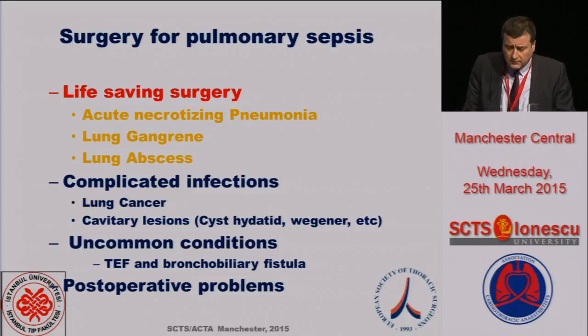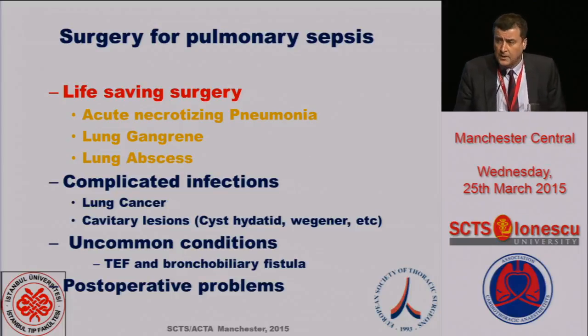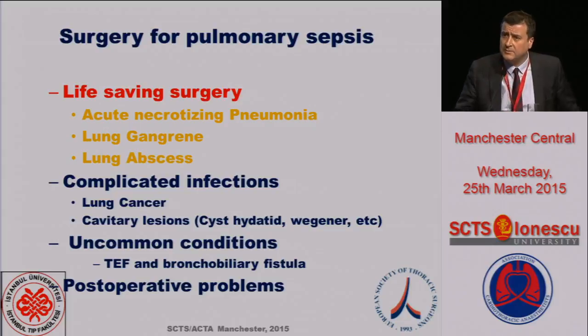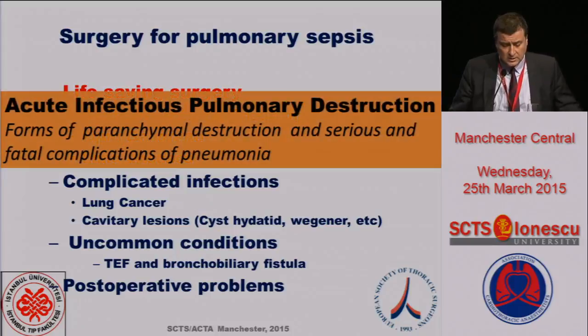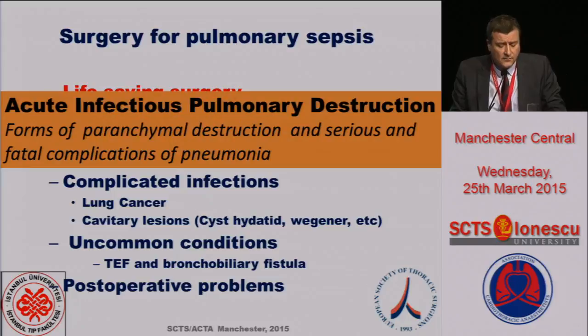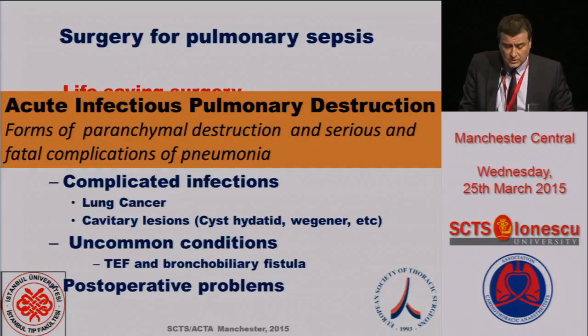We also have complicated infections which coincide with lung cancer and cavitary lesions like hydatid cyst or Wegener's. And we have uncommon conditions of pulmonary sepsis like tracheoesophageal fistula and bronchobiliary fistulas, and also postoperative problems such as necrotizing pneumonia. But in general, we can say that acute infectious pulmonary destruction could be named as a form of parenchymal destruction and a serious, fatal complication of pneumonia.